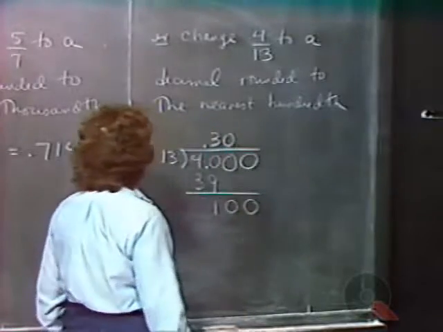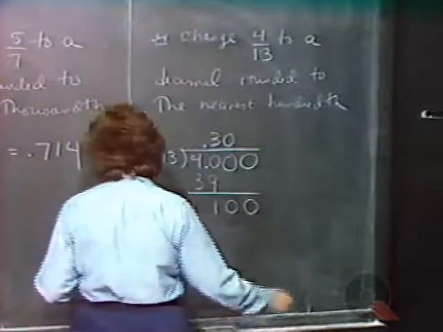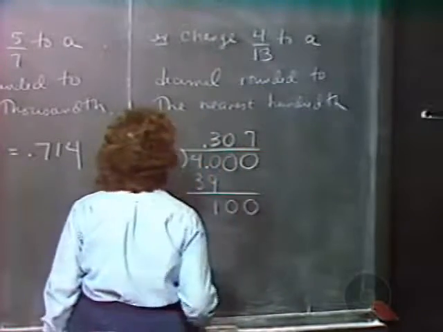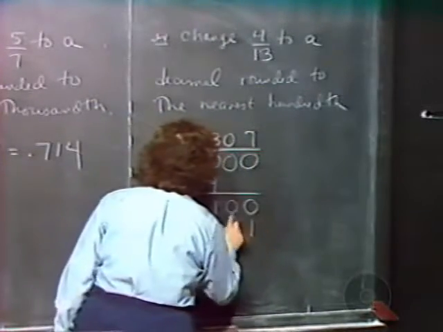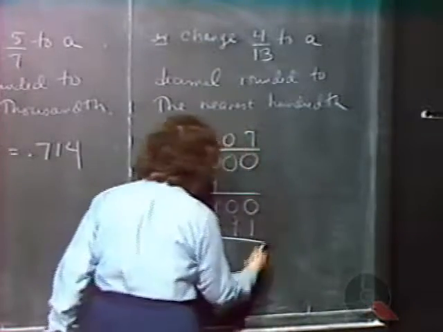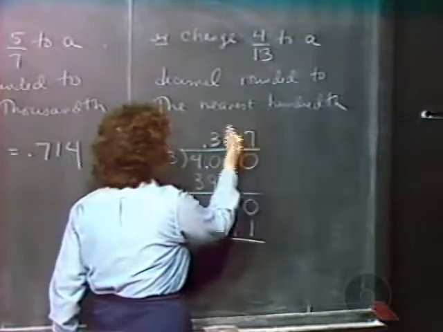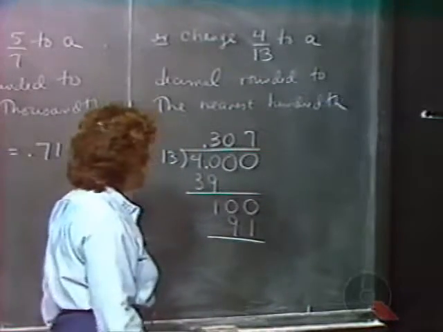How many times does 13 go into 100? It goes into 100 7 times. 13 times 7, 91. Okay, we can subtract and continue, but this is all we need. We have 3 places. We want to round accurately to 2 places.